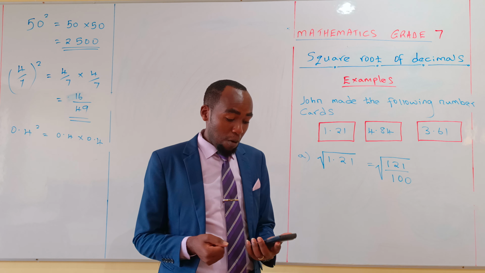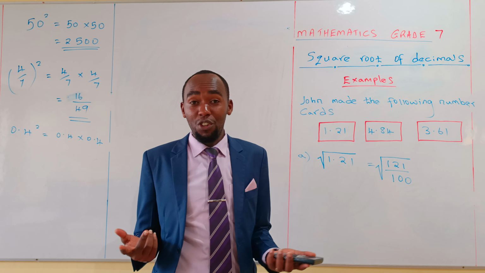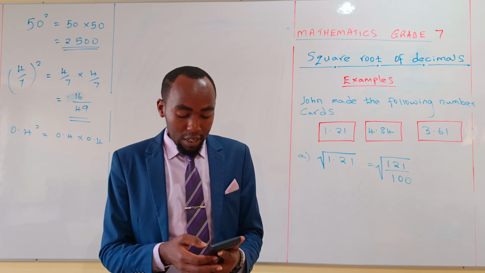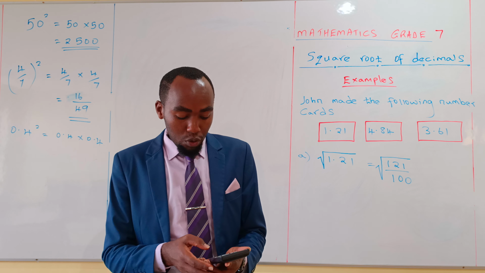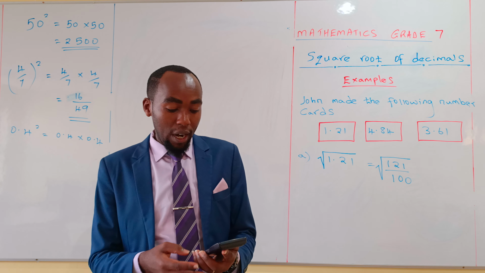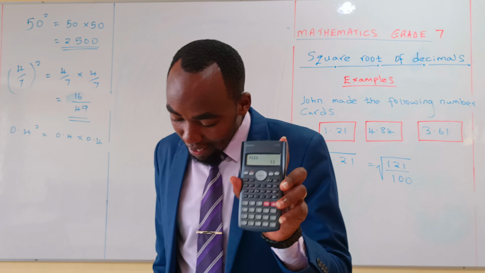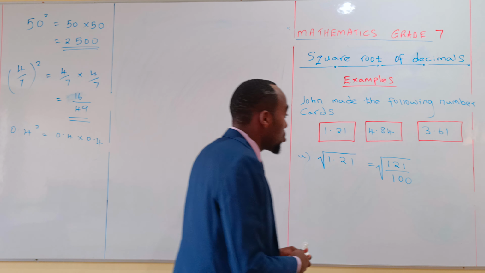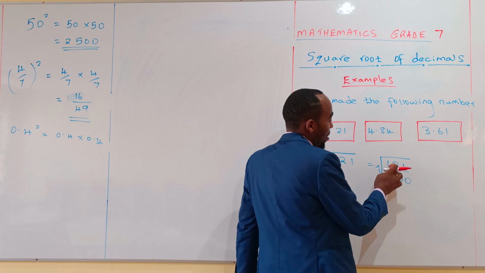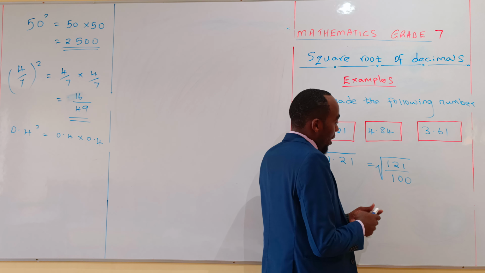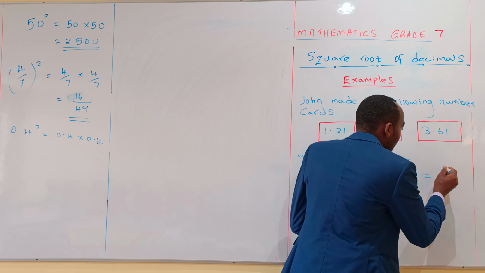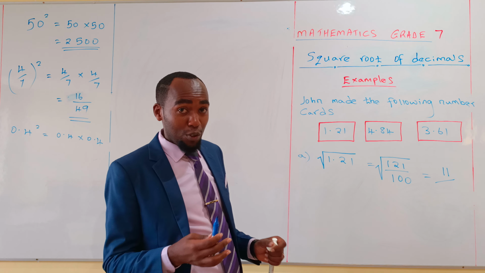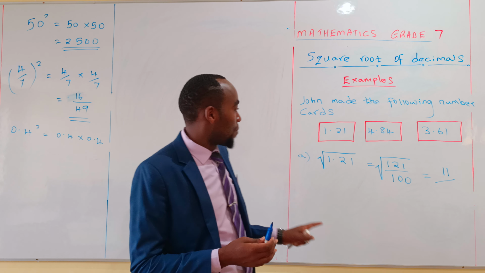Yes. Therefore, the square root of 121 is 11, because even with your calculator, you can try the square root of 121, and that will give you 11. Are we together? Therefore, the square root of the numerator, which is 121, will give us 11. Are we there? Hope you're working with me as we do this together.